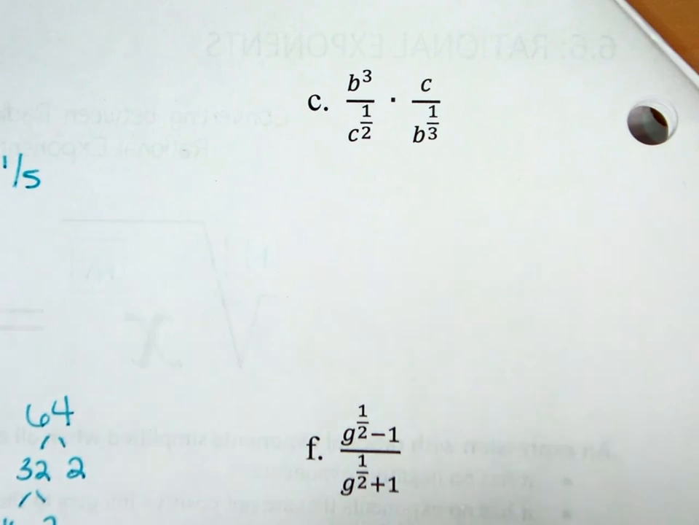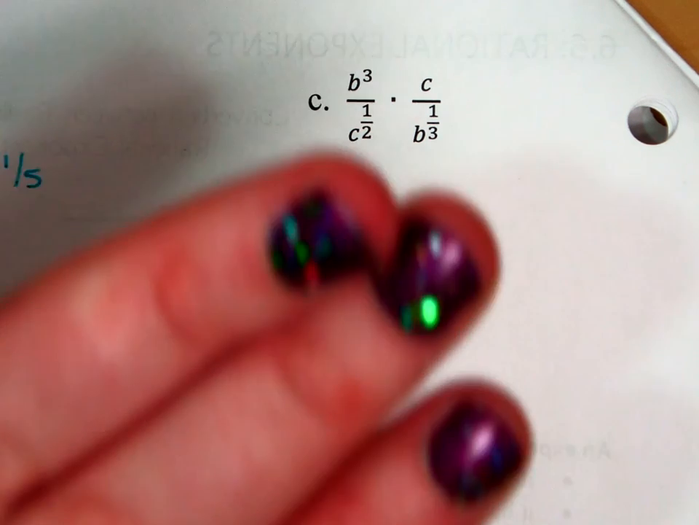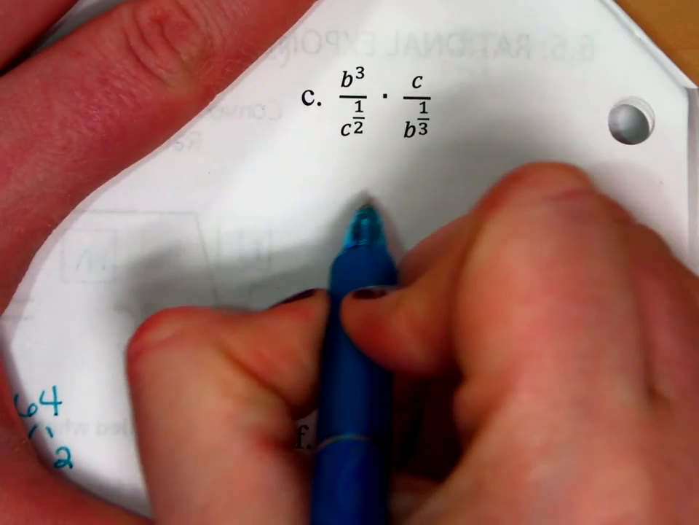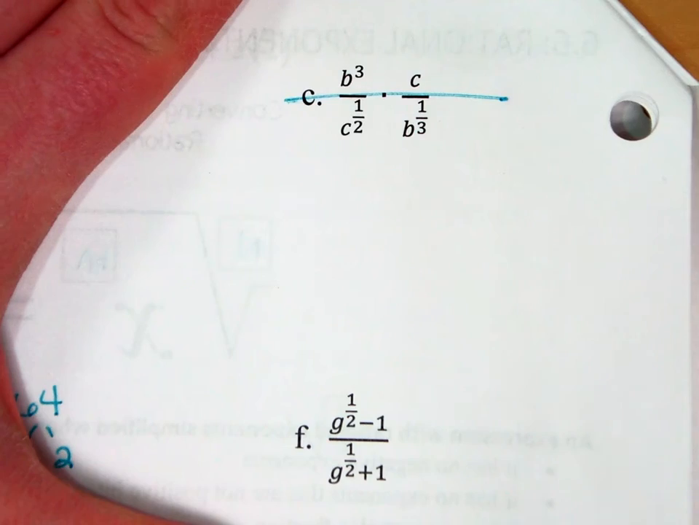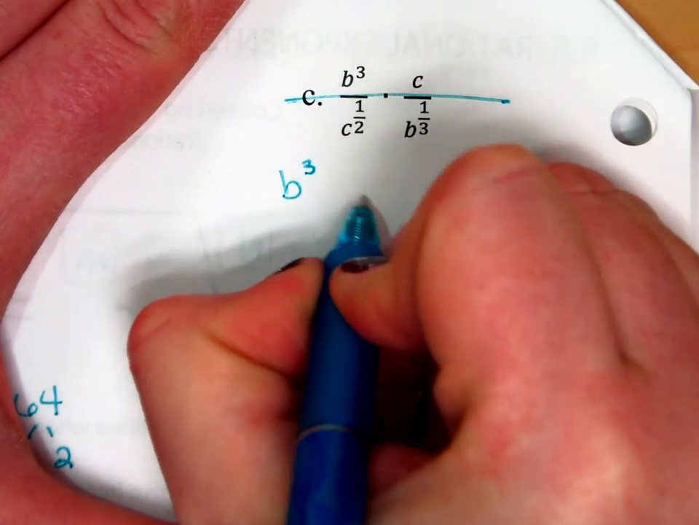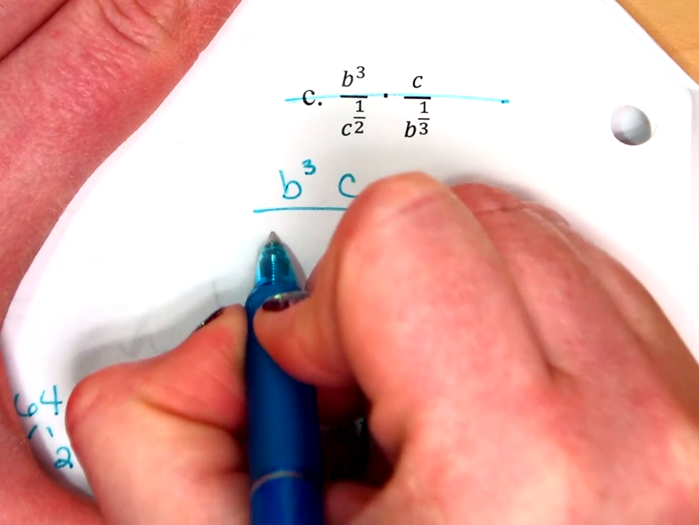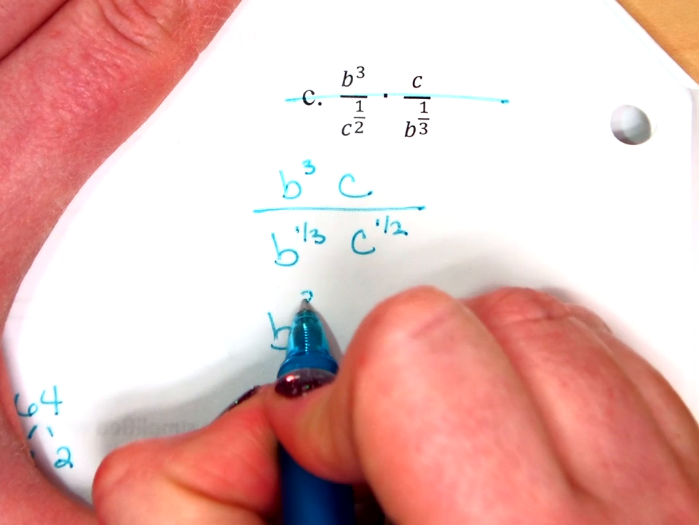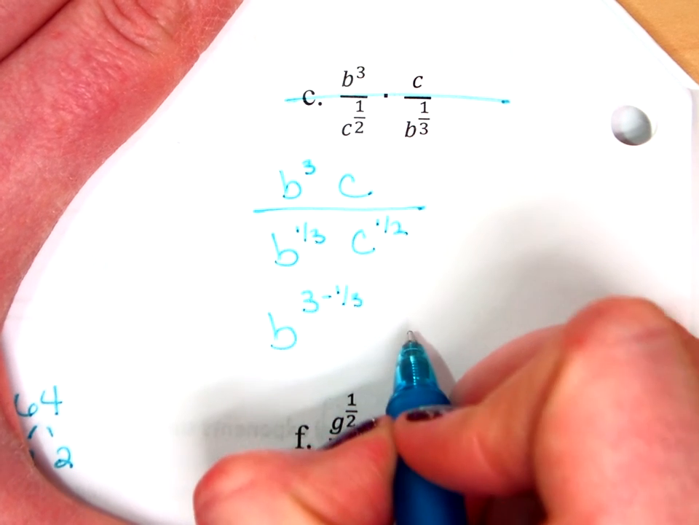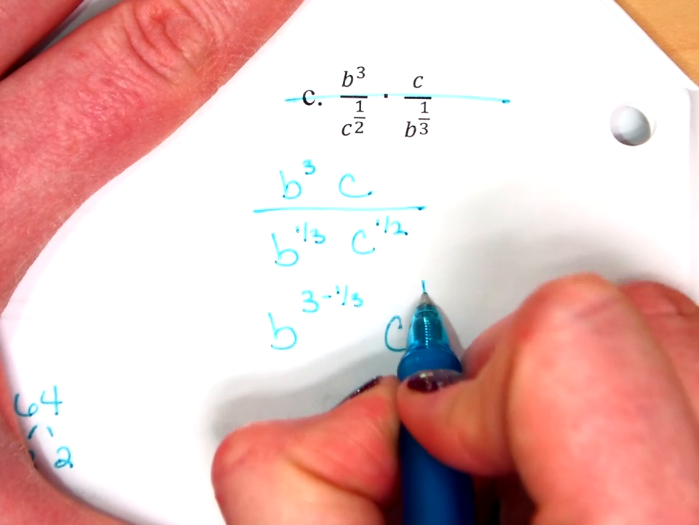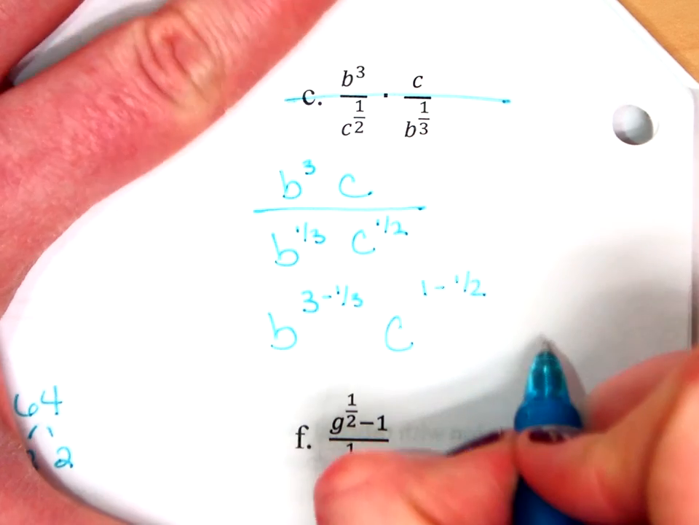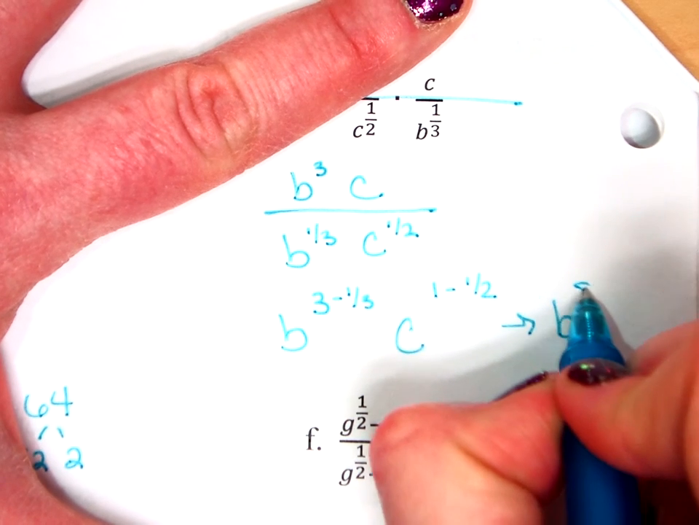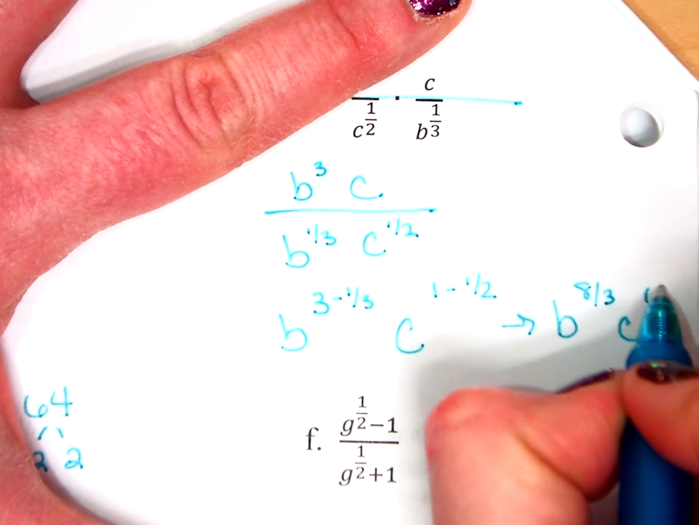Now, coming back over here to C, this has division and, excuse me, multiplication at the same time. So with that, if I just write this as one big fraction problem, I would have b cubed c over b to the 1/3 c to the 1/2. So I would do b to the 3 minus 1/3, and then c to the 1 minus 1/2. So this comes out to be b to the 8/3 c to the 1/2.